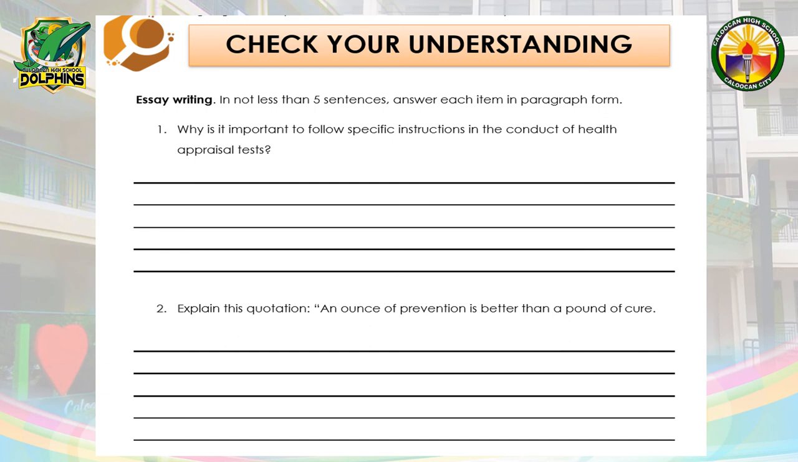For your Check Your Understanding in Health, essay writing, you are going to write at least, or not less than, 5 sentences and answer each item in paragraph form. Number 1. Why is it important to follow specific instructions in the conduct of appraisal tests? Number 2. Explain this quotation: An ounce of prevention is better than a pound of cure. Again, you are going to take a picture of your answer and then upload it to our FB group.